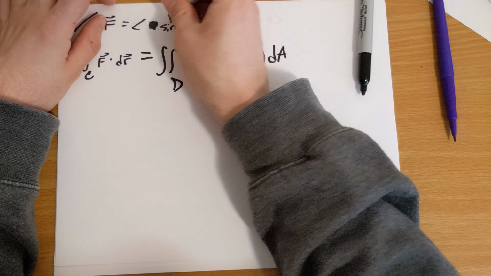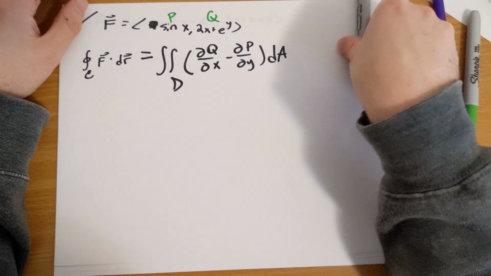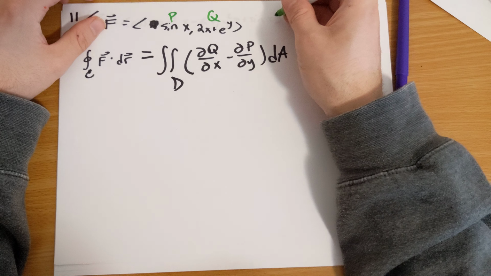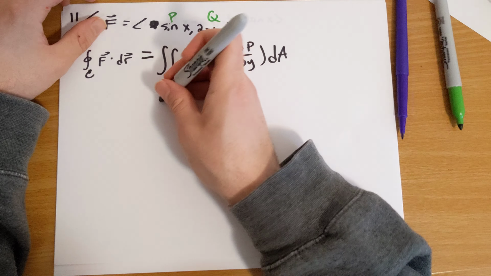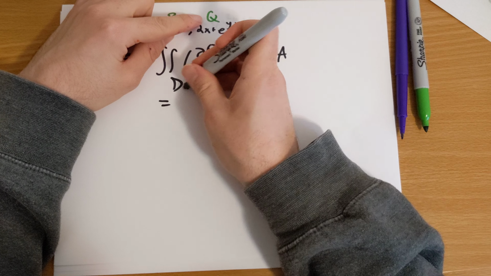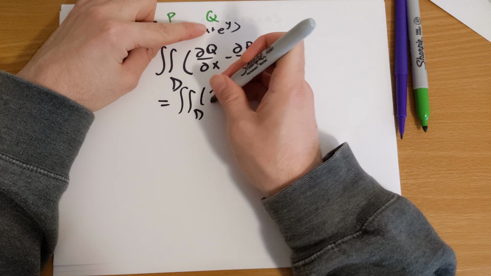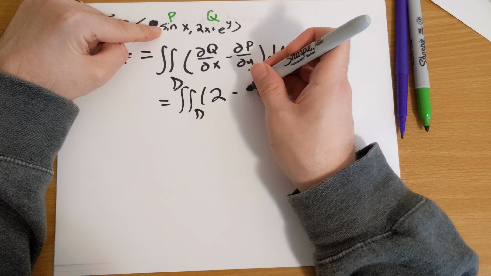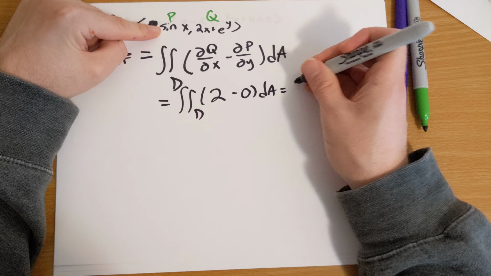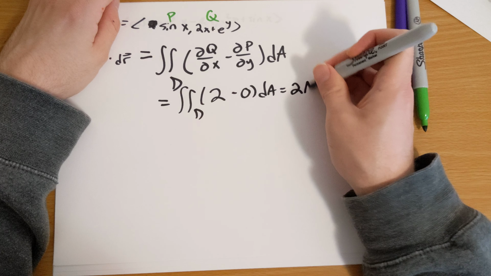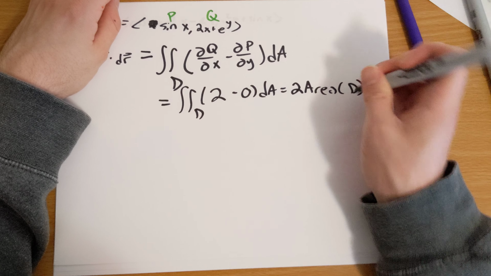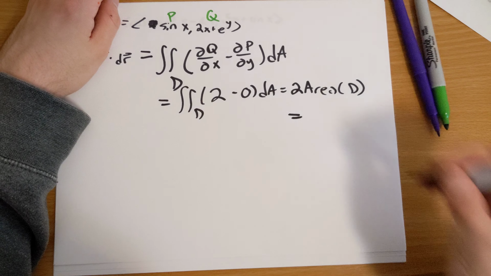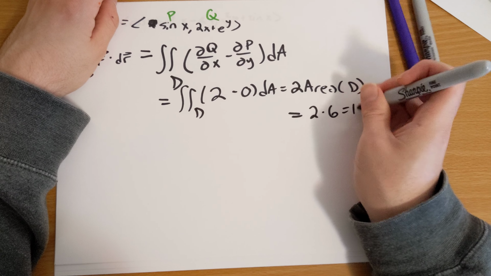So where this is P, this is Q. And so what do we have here? Partial Q partial x is 2, partial P partial y is 0 here. So this is just going to be 2 times the area of D. And so it's 2 times 6 is 12.